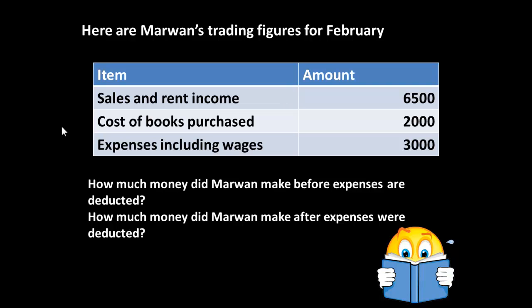These ideas of the total income from the sales, less the cost of books, less the cost of sales, and then less the expenses, they are important ideas which we'll say a little more about later on in this course.